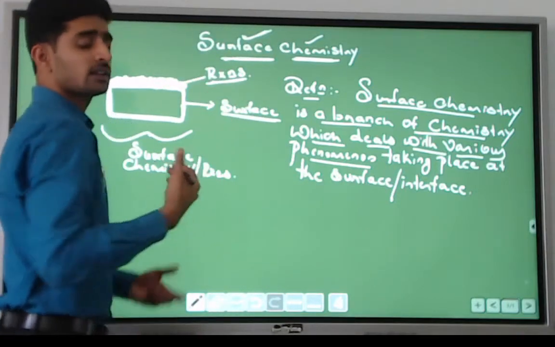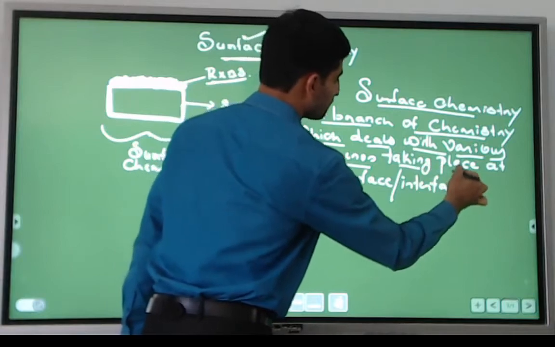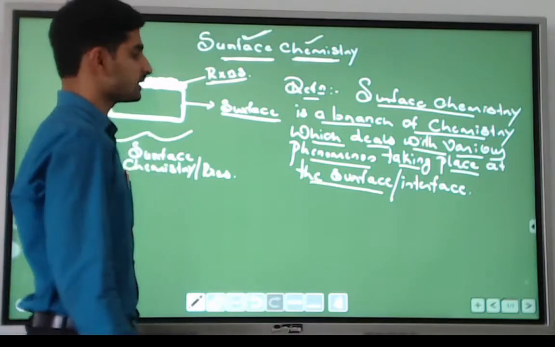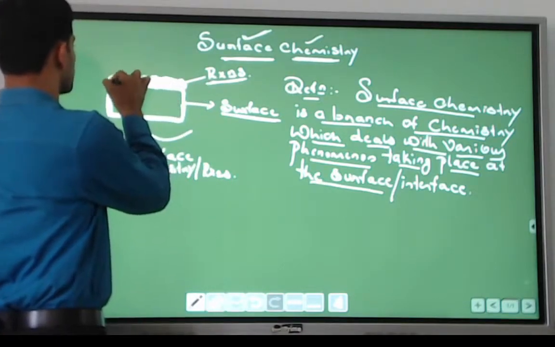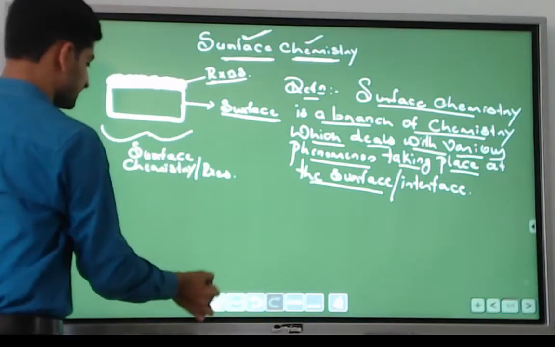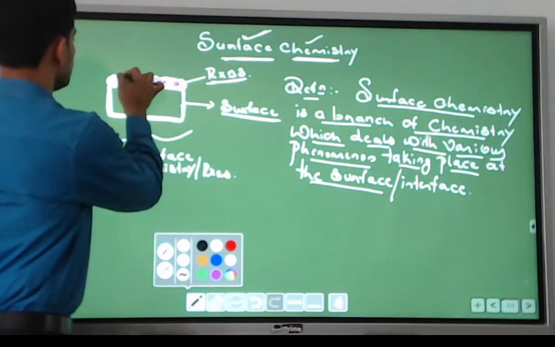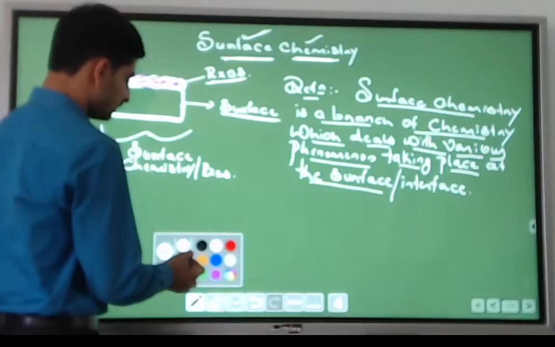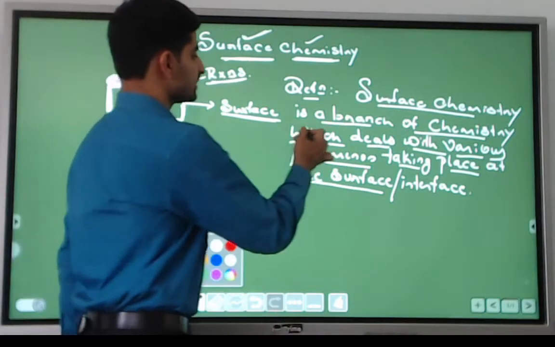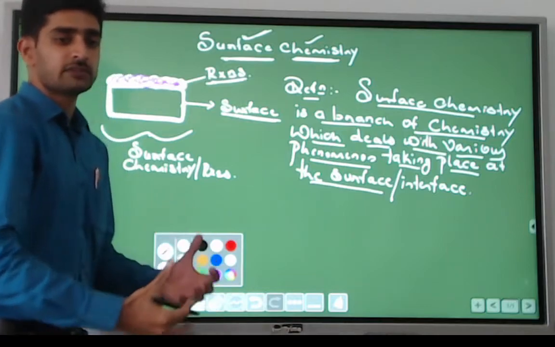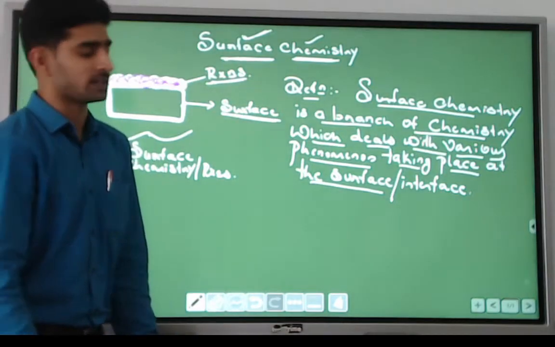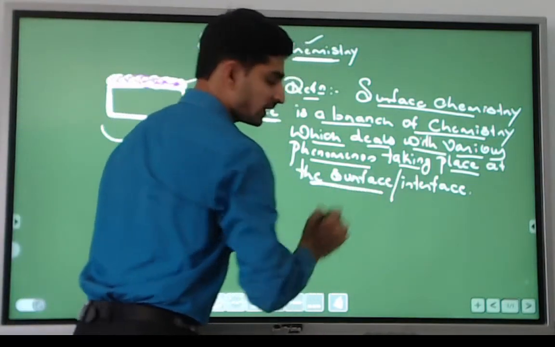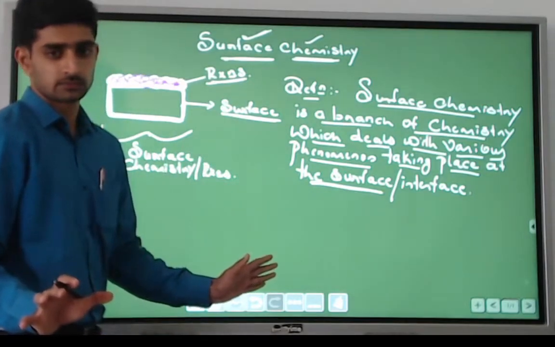Various phenomena means different types of reactions taking place at the surface. As I already told you, if any reaction is taking place on the surface, it is called surface chemistry. Same here: a branch of chemistry, we know that. Second, which deals with various phenomena, which means different types of reactions taking place at the surface. Up to this, it is clear.